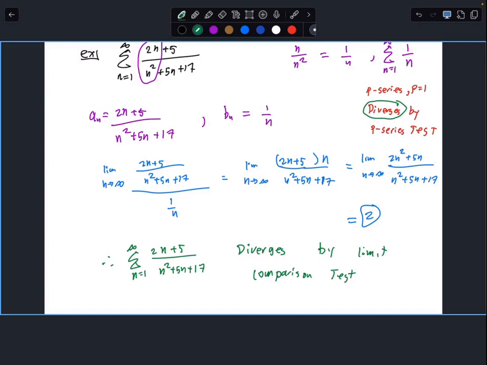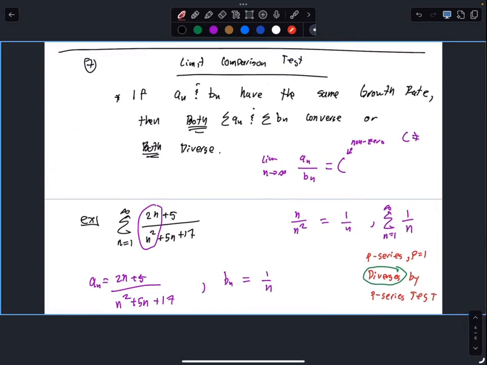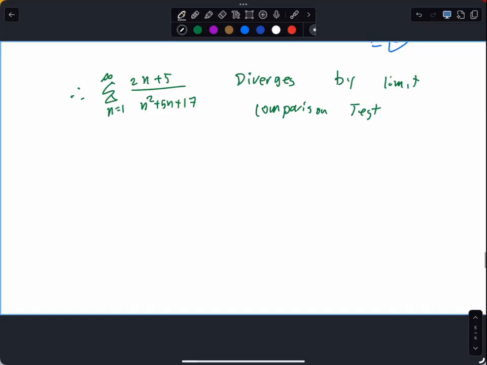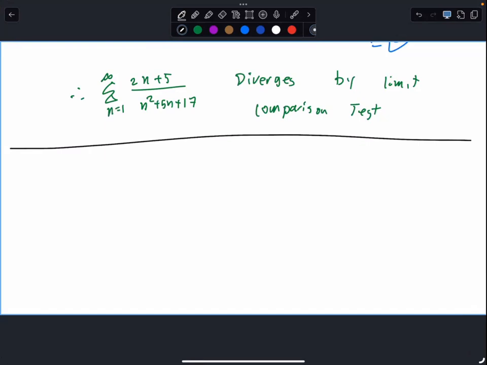If it doesn't give you a non-zero, I should have put up here, else inconclusive. I forgot about that part. So we'll write that right here, and we will break. All right, we're going to get going here.